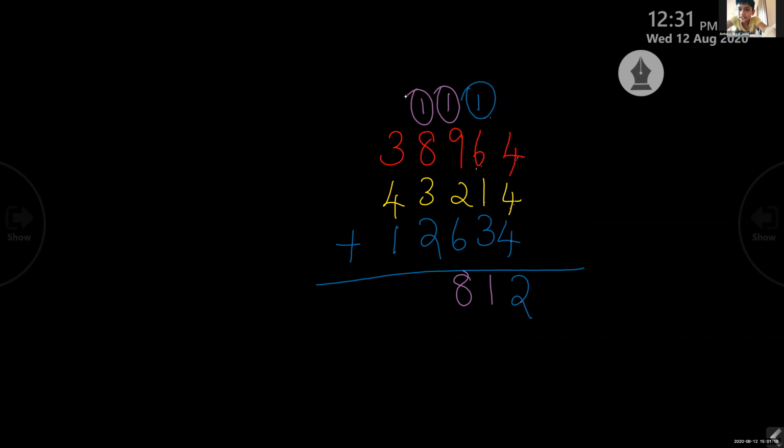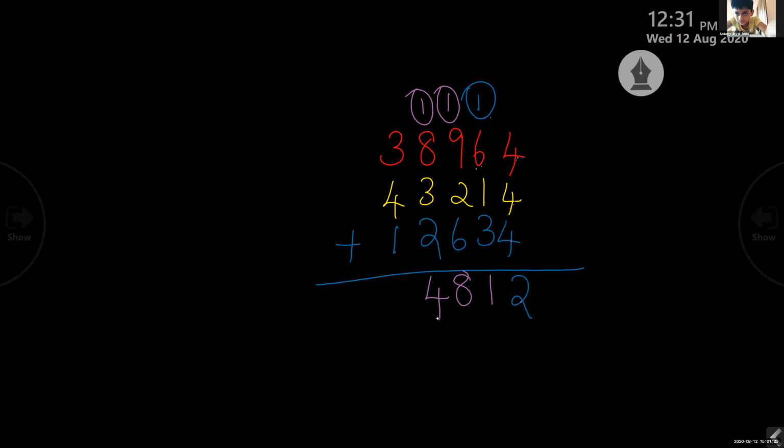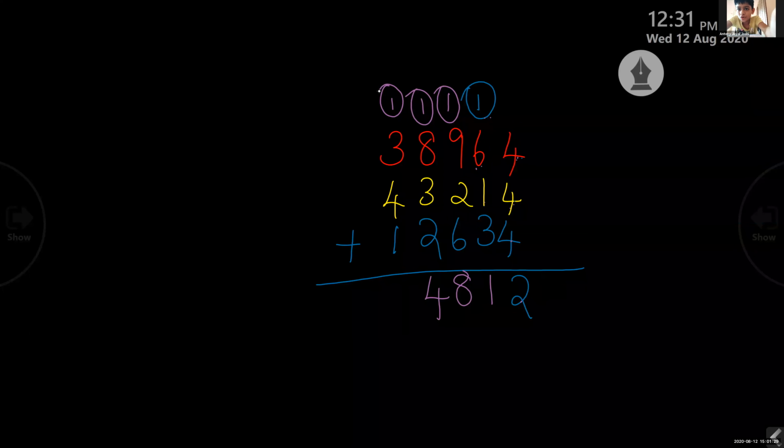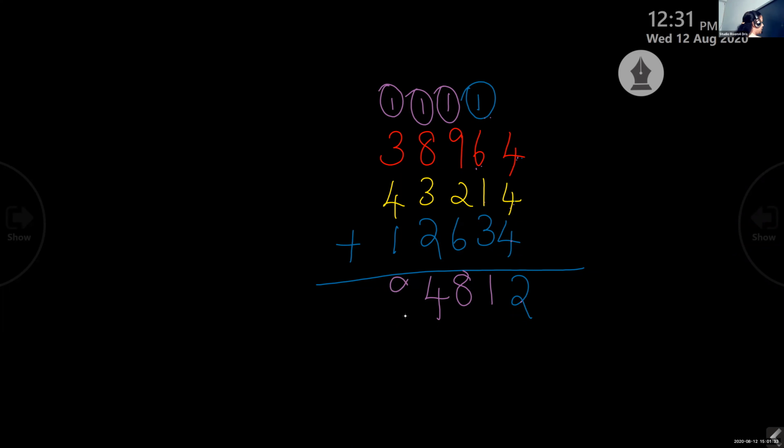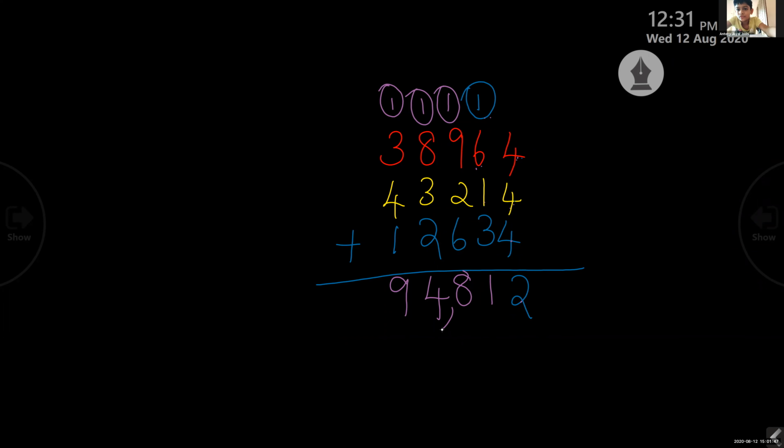1 plus 8, 9. 9 plus 3, 12. 12 plus 2, 14. Carryover 1. 1 plus 3, 4. 4 plus 4, 8. 8 plus 1, 9. Understood? The same way how we are adding 2 numbers, that same way we can add 3 numbers. Now, Anthony, tell me the number name. 94,812.